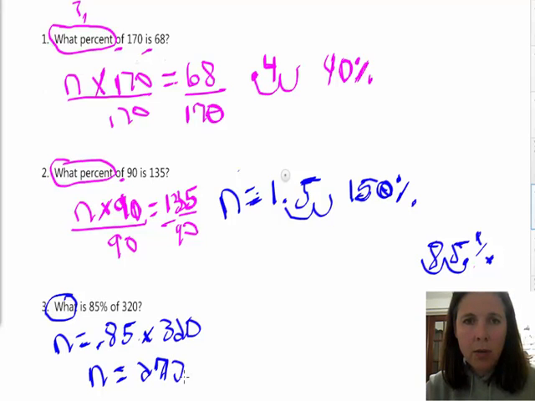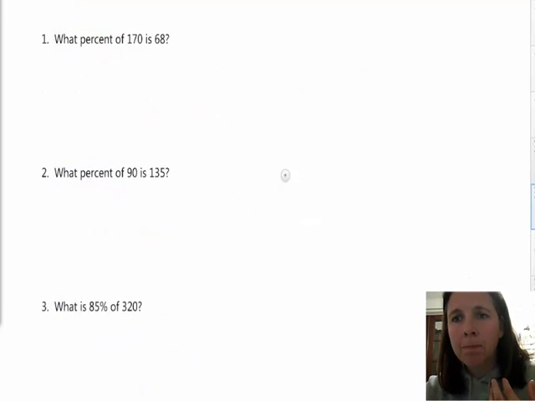272. Oh my goodness, this pen. So 272, and you don't have to move the decimal because it's already there. You already moved it up here. And you have to see if it makes sense. What is 85% of 320? You have to make sure it's less than 320, because 85% would be less.